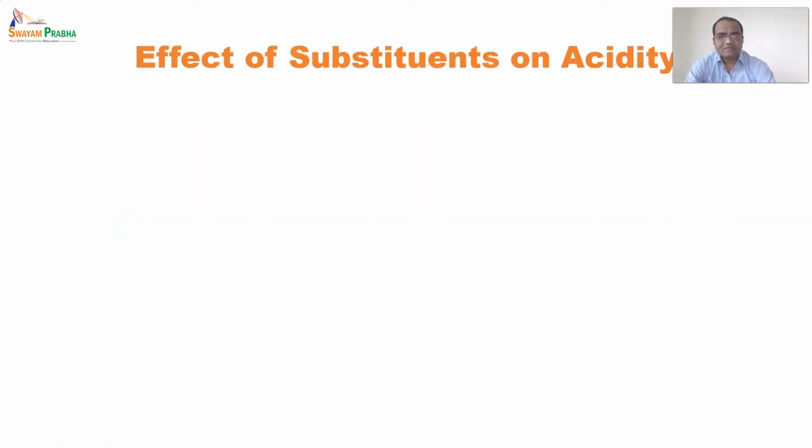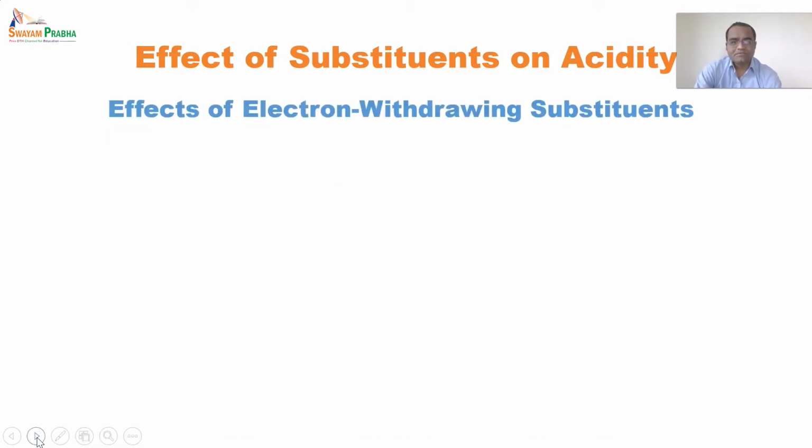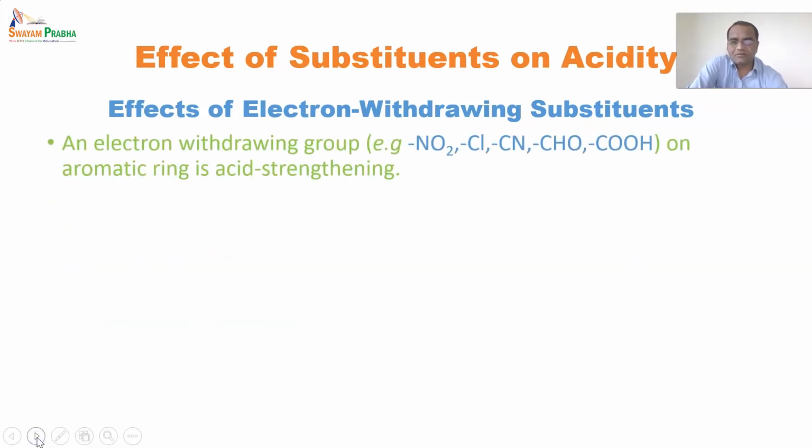Now we'll see the next part, that is the effect of substituents on acidity. So what if any substituent is present on a phenol, what happens to the acidity, whether it increases or decreases? Firstly, there are two things that we should know: one is electron withdrawing and the second one is electron donating. In the earlier lectures also we have seen what electron withdrawing groups and electron donating groups are. So again here we will see electron withdrawing.